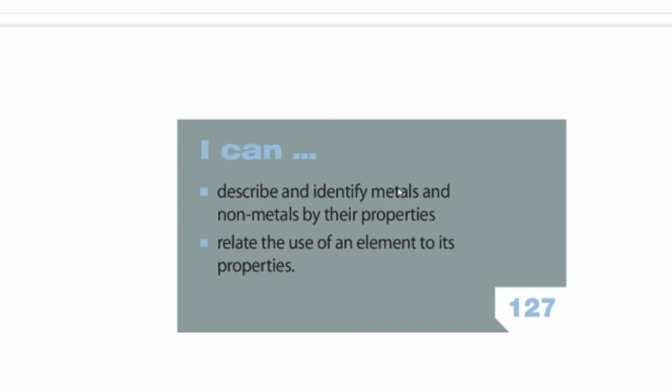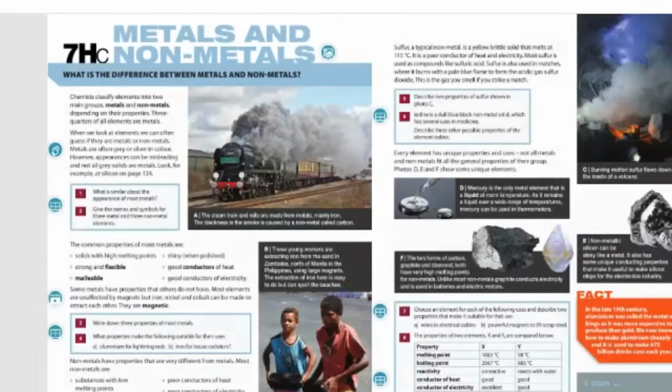Now, we talked about what properties meant in the last lesson. We talked about things like boiling point and melting point, etc. So we're going to look at what properties are particular to metals. And the second objective: can we relate the use of an element to its properties? How do we know that an element is particularly suited to be used for a particular task? How do I know iron is a great element for building bridges with, for example? So let's start with this first one. I can describe and identify metals and non-metals by their properties.